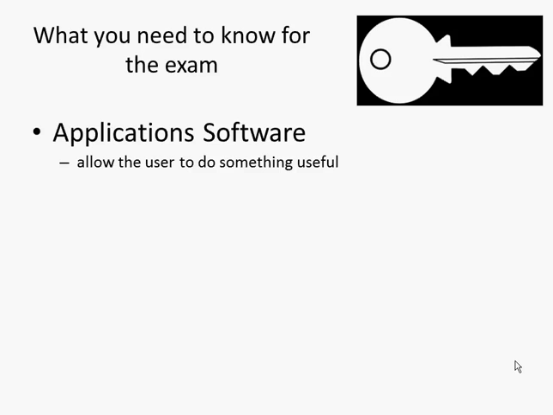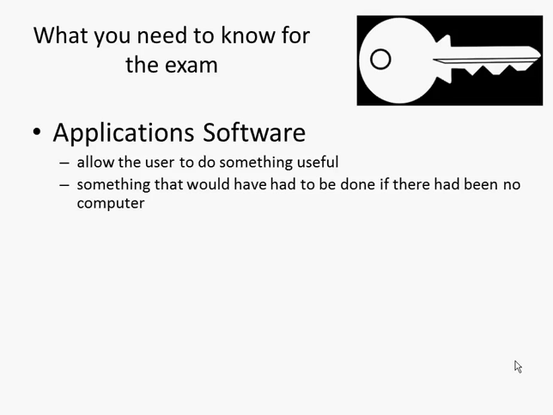Key things to know about application software in general for the exam are that application software allows the user to do something useful, something that would have had to have been done even if there had been no computer. And you'd have to give some suitable examples, which we'll go through in a moment.